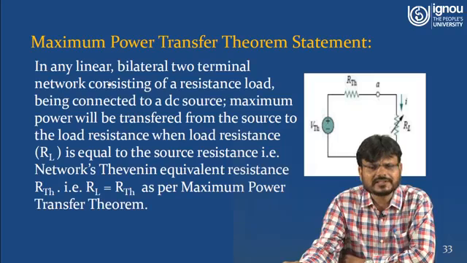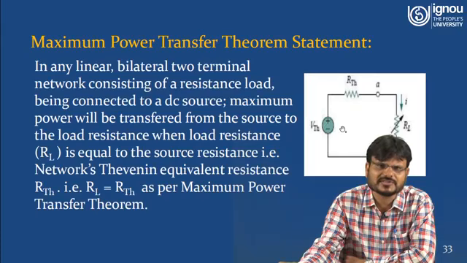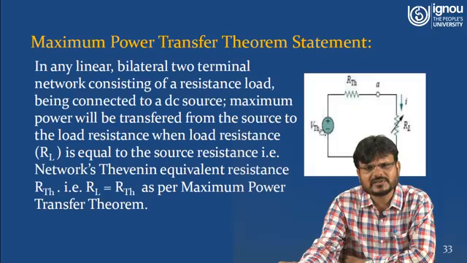In any linear bilateral two-terminal network consisting of a resistance load, here you can see this is the resistance load, being connected to the DC source, maximum power will be transferred from source to the load when this load resistance is equal to the Thevenin resistance of the network. That means maximum power will be transferred from source to the load when this RL is equal to the RTH.